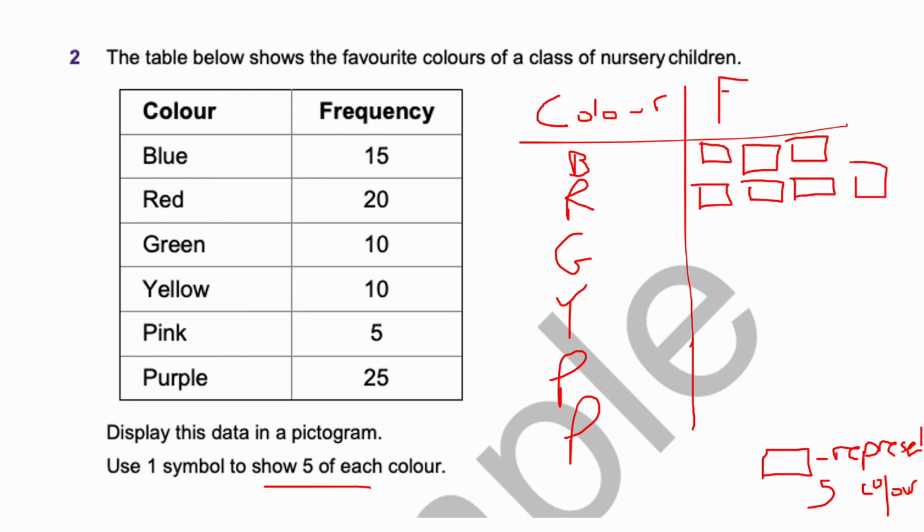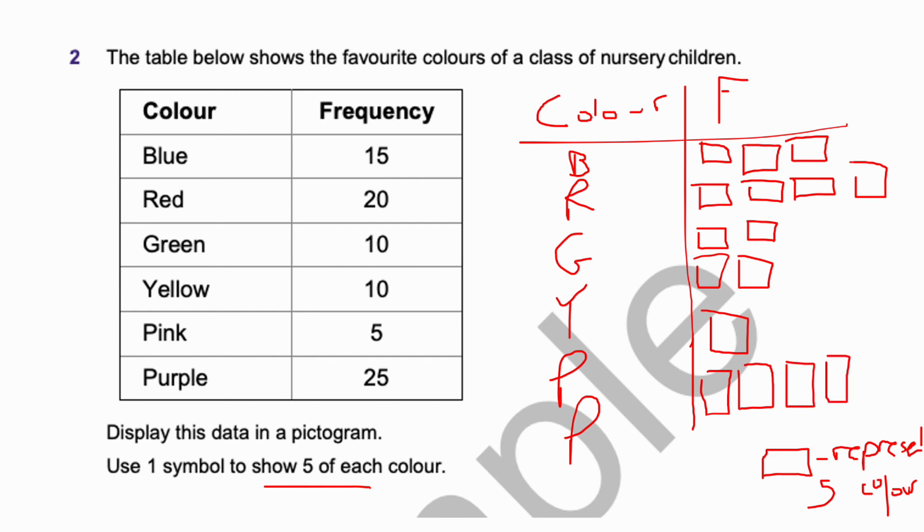Green is going to have 2 rectangles, and so will yellow. Pink will only have 1 because 5 divided by 5 is 1. So I'll have 1 for pink, okay. And then purple is going to have 5. 25 divided by 5 is 5, okay. And that is the answer to my pictogram.